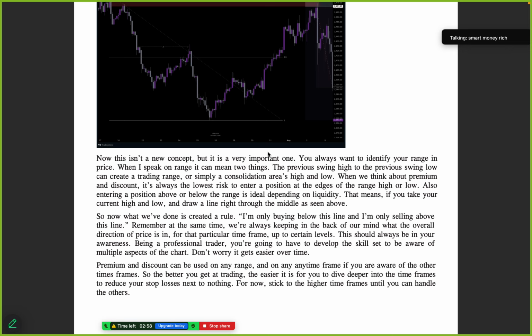Remember, at the same time, we are always keeping in the back of our mind what the overall direction of price is for that particular time frame up to certain levels. This should always be on your awareness. Being a professional trader, you are going to have to develop the skill set to be aware of multiple aspects of the chart. Don't worry, it gets easier over time. The more you do it, the more it becomes part of you. But try to make sure you apply all of these things so that all of it will be part of you. Now, whenever I trade, I apply all of these things, and all of these things are part of me. That's why I can teach you.